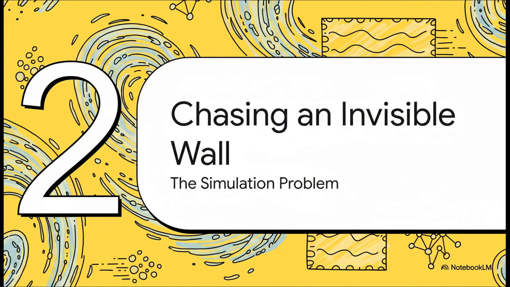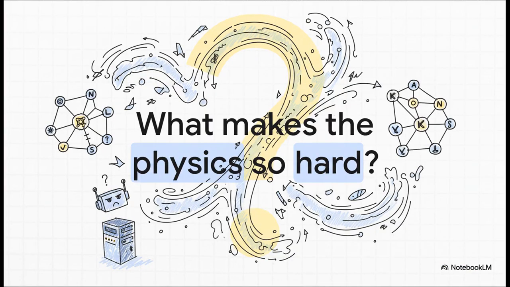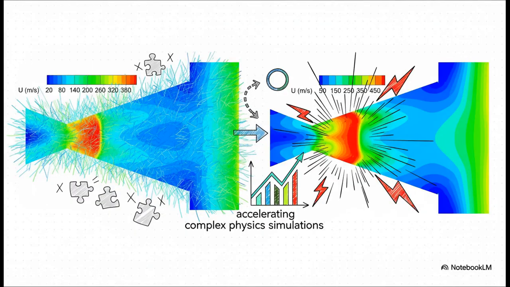So let's talk about chasing an invisible wall. What is it exactly that makes simulating these tiny, high-speed flows so ridiculously hard? Well, the answer comes down to one specific phenomenon. It's something that computers, and especially artificial intelligence, are just notoriously bad at understanding and predicting. It's called a shock wave. You can see it right there as that sharp red band.